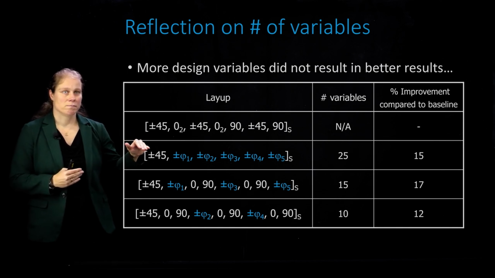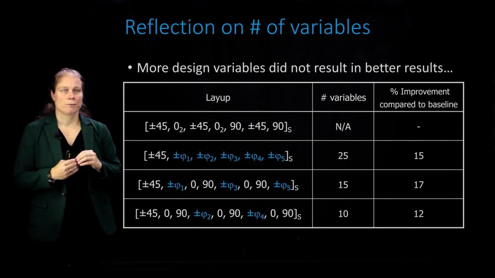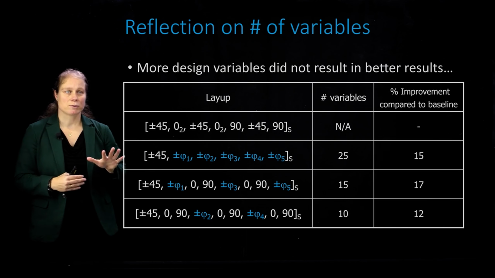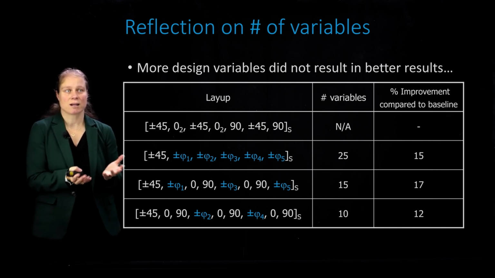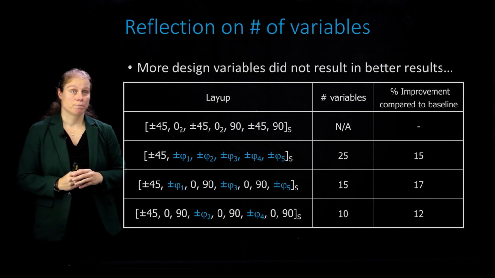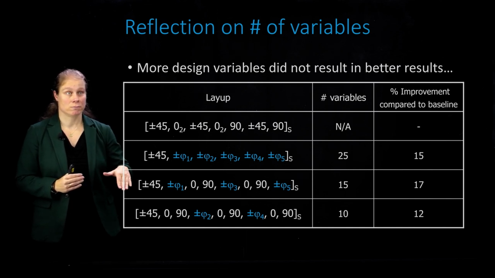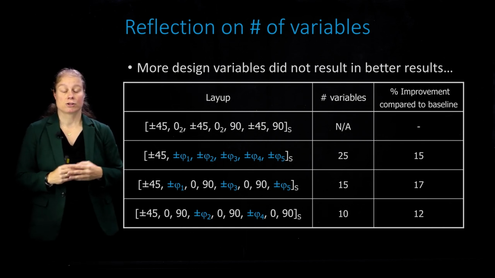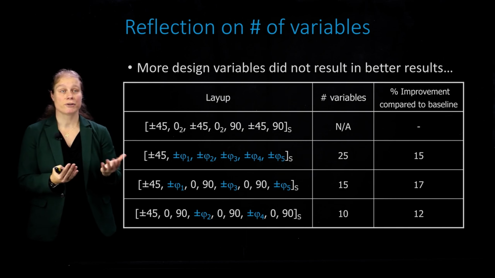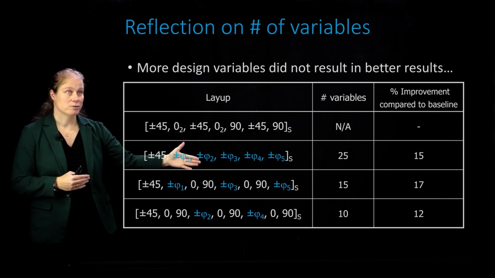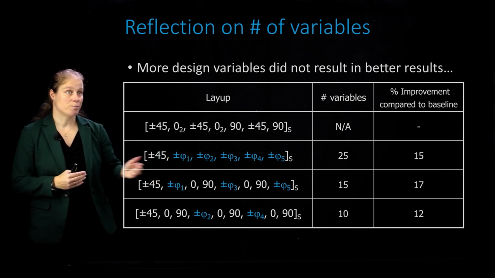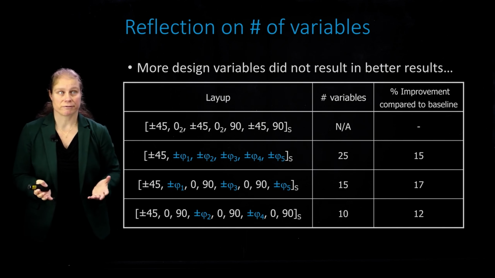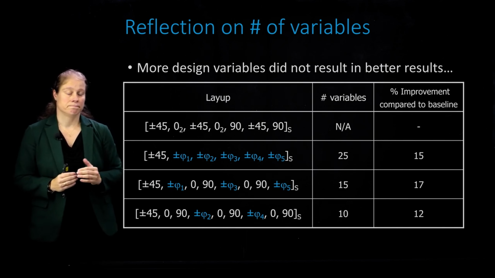The second row here, there were 5 steered definitions, which means there were 20 total plies. But with 5 variables per ply, the total number of variables in this optimization was 25, which was more than the third row and the fourth row, which had 15 and 10 variables, respectively. So again, in theory, you'd say, hey, the more variables I have, the better the result. But if you look at the improvement compared to the baseline, row 3 actually did better, even though it only had 2/3 of the number of variables from the second row.